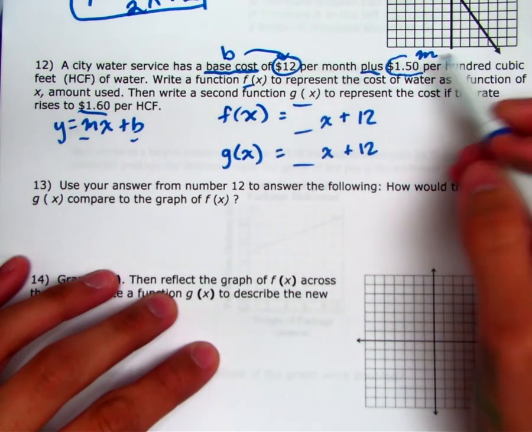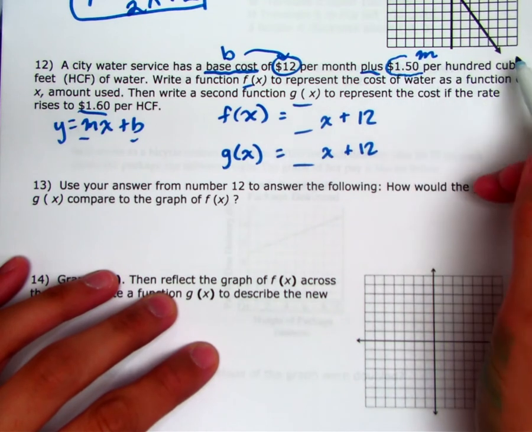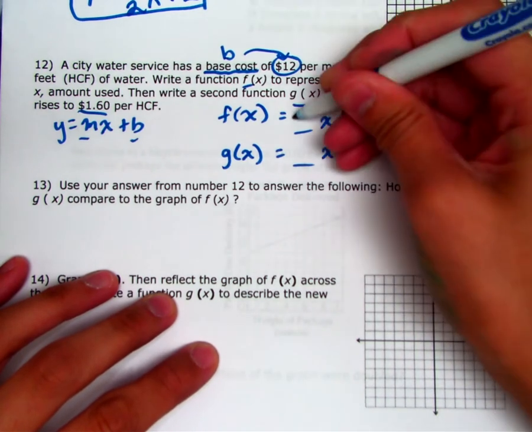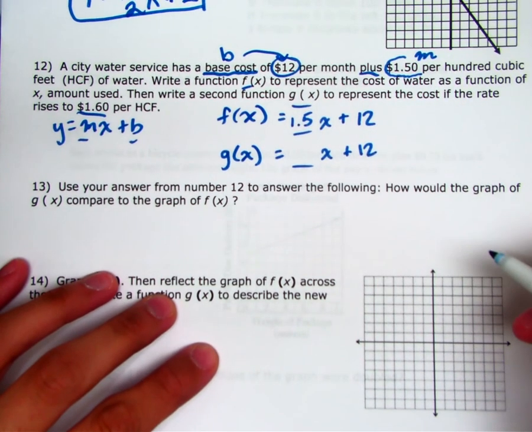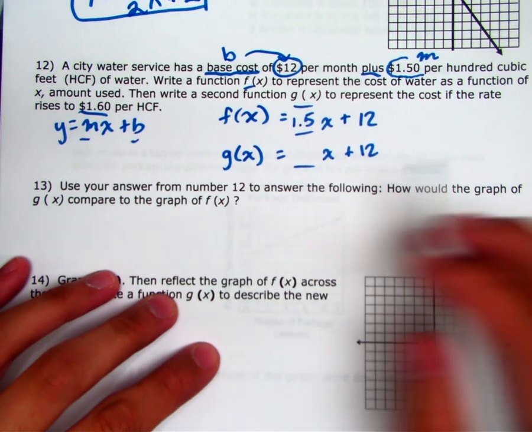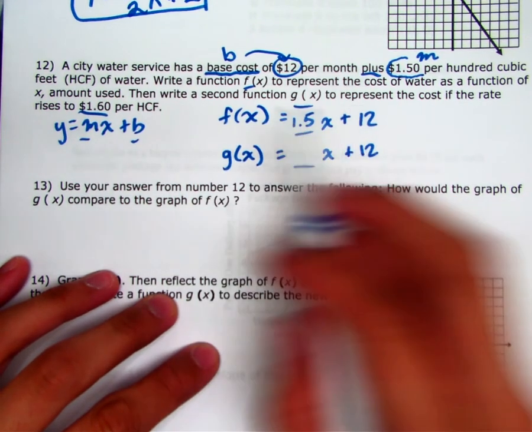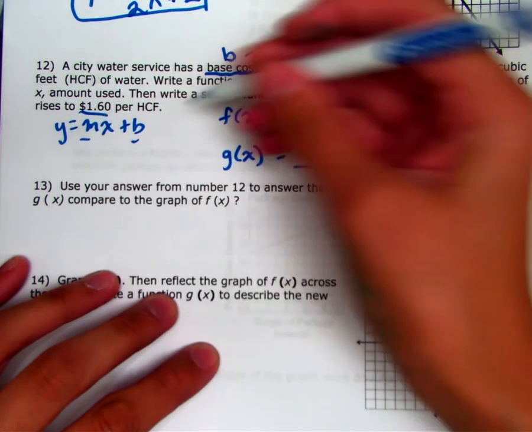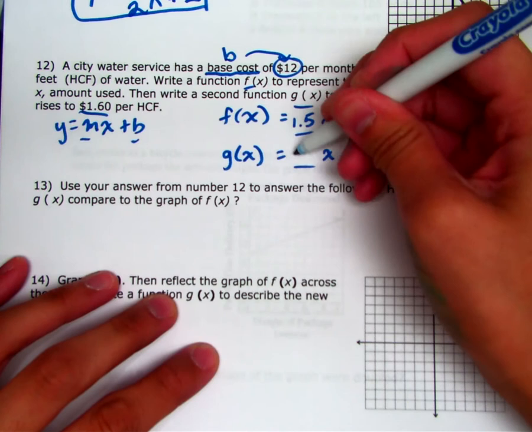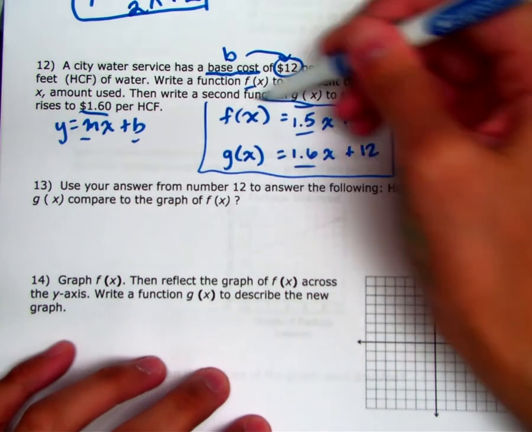Now for the first one, f of x, they give us the rate of $1.50 per 100 cubic feet. So that's my first slope. Just plug it in. 1.50 or 1.5, it's the same. And over here it says write the second function g of x to represent the cost if the rate rises. So rate we know is our m value. So the new one is just the rate of 1.6 or $1.60, whichever one. And there you have your two equations, f of x and g of x.